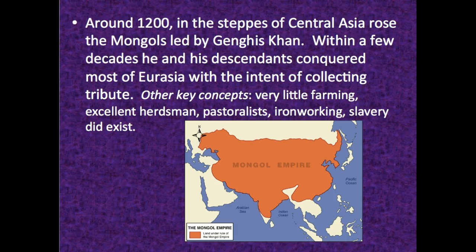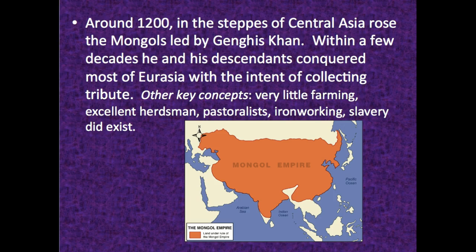Around 1200, in the steppes of Central Asia, the Mongols rise, and they're originally led by Chinggis Khan or Genghis Khan. Within a few decades, he and all of his descendants conquer most of Eurasia. And the conquering is for the purpose of collecting tribute. They don't really want to diffuse their culture. They don't want to take the culture and have it diffuse as part of the Mongol culture. This is different when we get to China and when we get to Kublai Khan, but the original purpose of the Mongols is really for money, a monetary purpose.